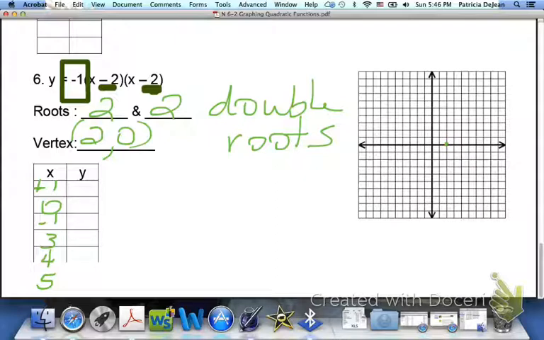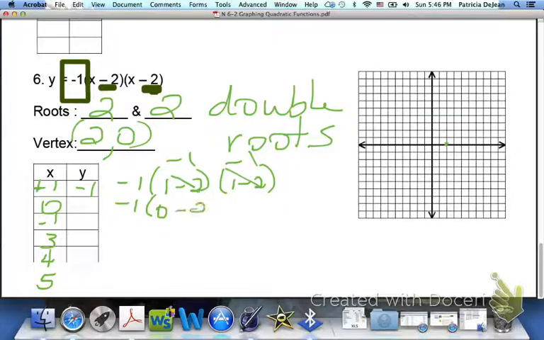So let's substitute in. We have negative 1 times 1 minus 2 times 1 minus 2. These are both equal to negative 1. So negative 1 times negative 1 times negative 1 is negative 1. So at positive 1 and at 0, we have 0 minus 2 times 0 minus 2, which is negative 2 times negative 2, which is 4, times negative 1, which is negative 4.